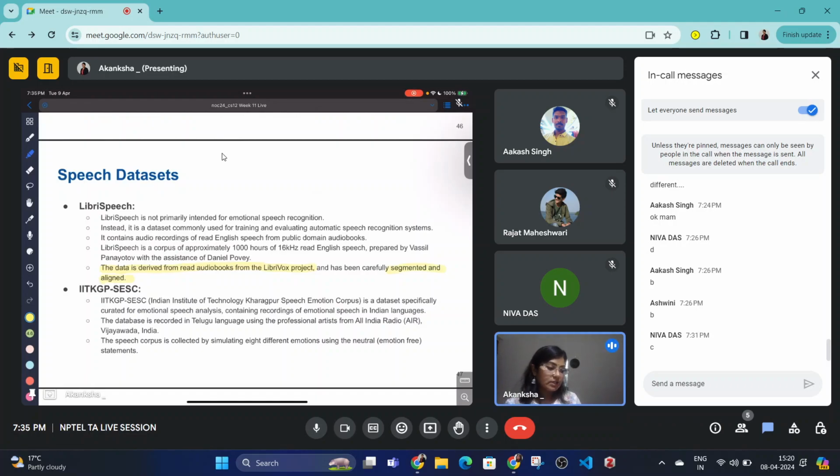Then comes IIT KGP, IIT Kharagpur, the speech emotion corpus. It is a dataset specifically curated for Indian context. So this contains the Telugu language, and these are professional artists from AIR, simulating 8 different emotions using neutral statements. So there's a reference statement, and then these persons have acted in 8 different emotions.